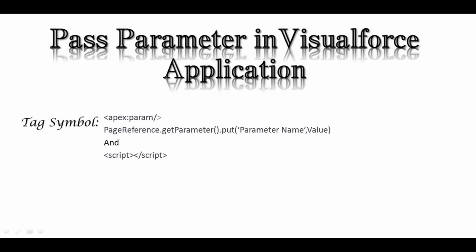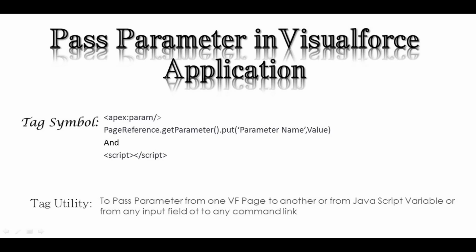So let's move on. These are the Apex tags which will be used in the next demonstrations, like apex:param, and also to get the value from the URL we'll have to use PageReference.getParam().put(paramName, value). I'll be demonstrating that, and also to get the value from a JavaScript variable we'll have to use script. We'll have to write JavaScript code in between the script tags. Here is the apex:param tag utility. So this param functionality is used to pass a parameter from one Visualforce page to another, or from a JavaScript variable, or to any input field, to any command link.